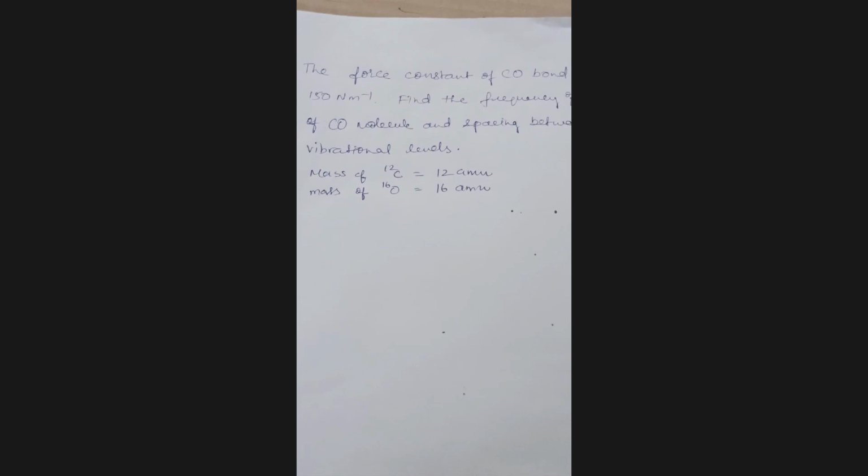The force constant of carbon monoxide bond is 150 Newton per meter. Find the frequency of vibration of carbon monoxide molecule and spacing between the vibrational levels. The data given is mass of C12 is 12 atomic mass unit AMU, mass of oxygen 16 is 16 AMU.